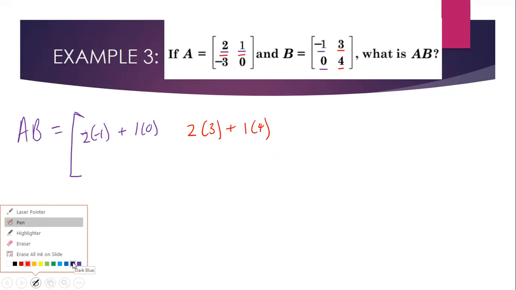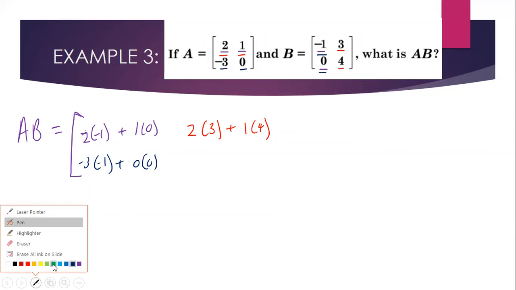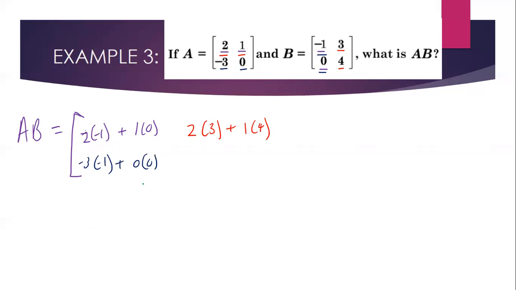And now I've done each column for the first row, so I'm going to switch. I have -3 times -1 plus 0 times 0. Then I have -3 times 3 plus 0 times 4.